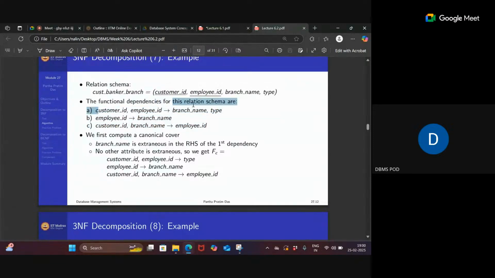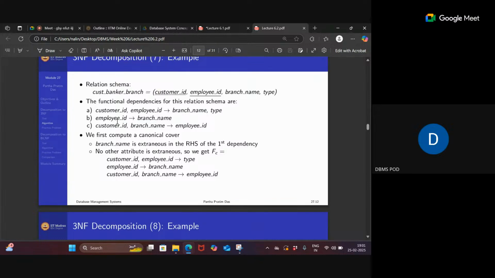The first FD is valid, we can tell. For the second FD, we can say branch name minus employee ID. If we do so, we'll get branch name. Is branch name part of the primary key? No, branch name is not part of the primary key. This kind of FD should not be in 3NF. So the given relation is not in 3NF. You understood now why it is not in 3NF? By seeing this FD, branch name minus employee ID.